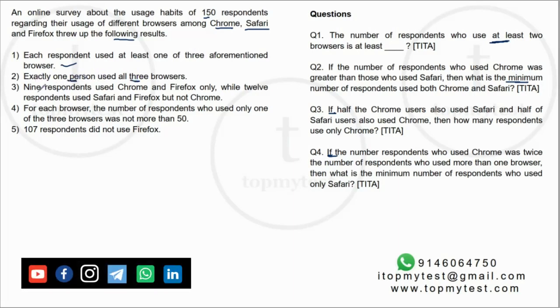9 respondents used Chrome and Firefox only, while 12 respondents used Safari and Firefox but not Chrome. For each browser, the number of respondents who used only one of the 3 browsers was not more than 50. Okay, this will need to be read up a little bit. 107 did not use Firefox.